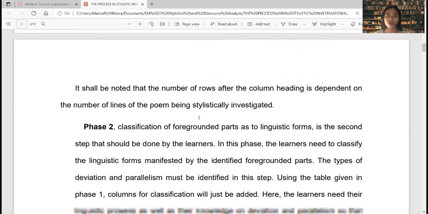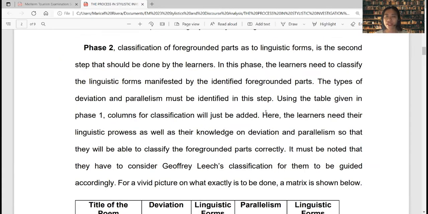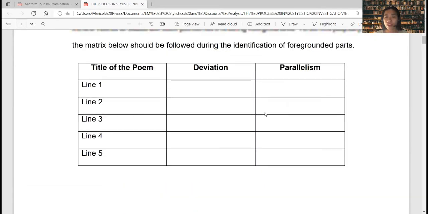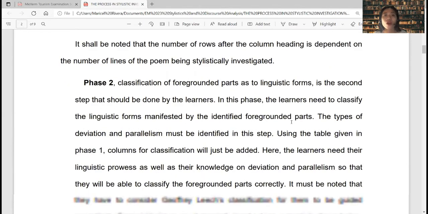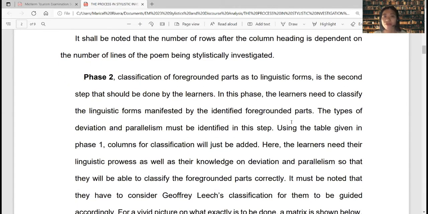Now let's proceed to phase 2. The phase 2 here is, given that you were already able to identify the foregrounded parts in the poem that you are stylistically investigating, obviously we are now ready to classify them into what linguistic forms the foregrounded parts you were able to pick up belong.